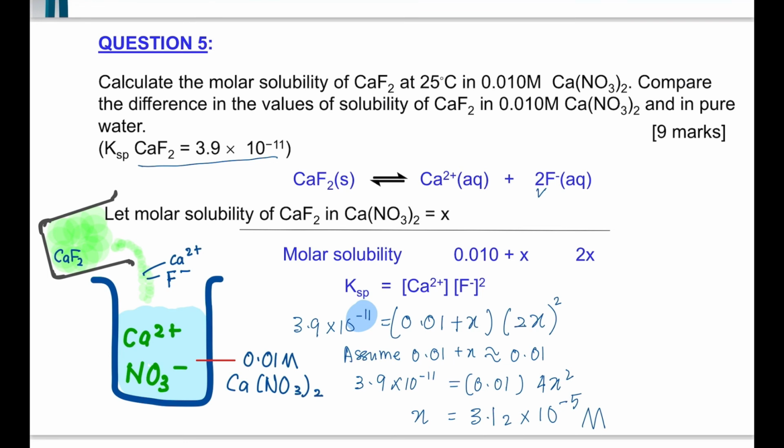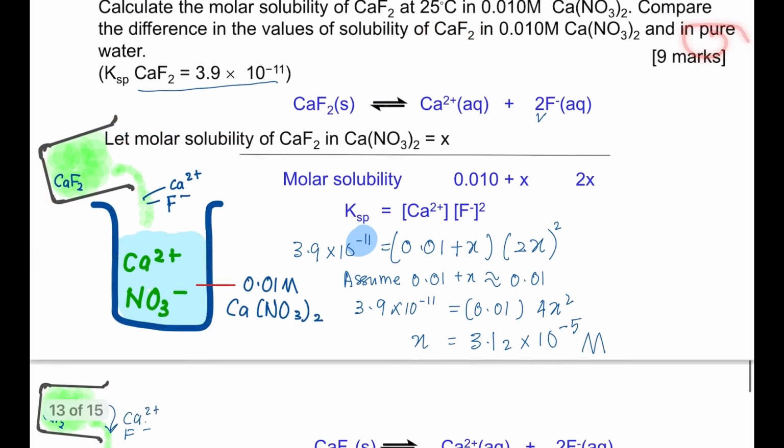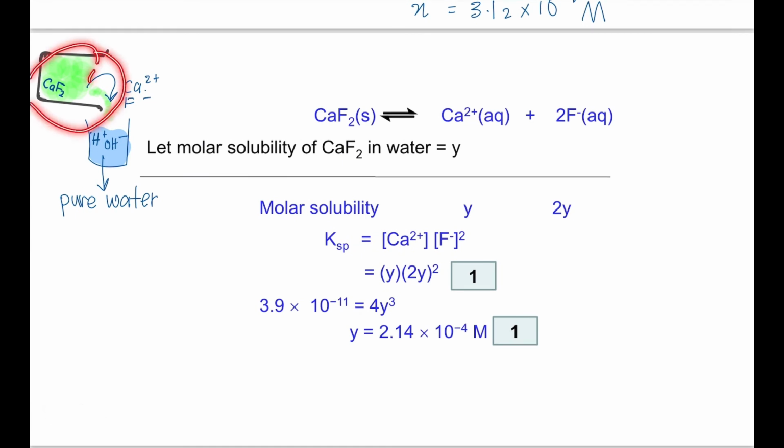Okay. So we have done our first part, which is to calculate the molar solubility of calcium fluoride inside the calcium nitrate. Now, let's move to the second part, where we need to find the calcium fluoride solubility in pure water. In this case, calcium fluoride is dissolved in pure water. In pure water, we only have H plus ion and OH minus ion. We can identify there is no common ion similar to the salt that we want to dissolve. So now let's calculate the molar solubility of this calcium fluoride. Let's assume the molar solubility of calcium fluoride in water is Y. Therefore, the concentration of calcium 2 plus is Y, while fluoride ion is 2Y.